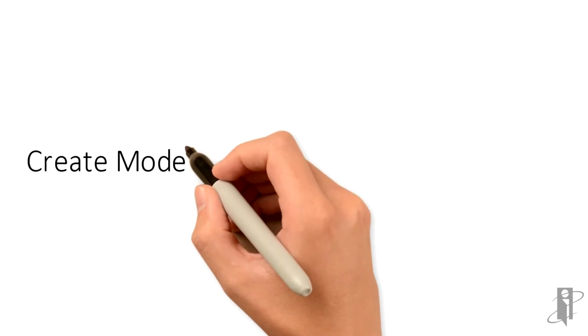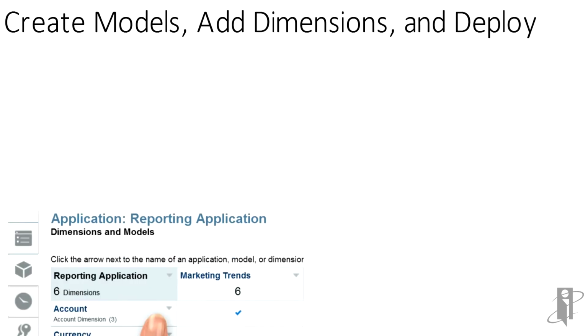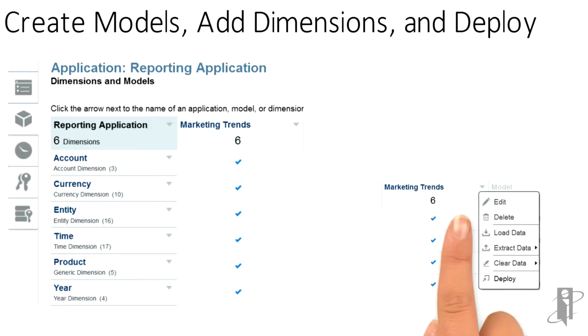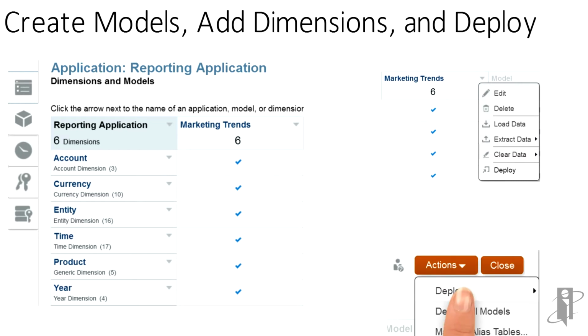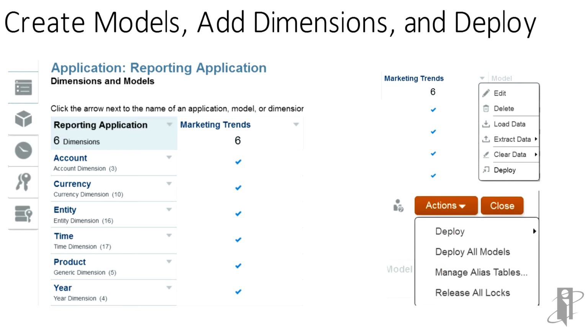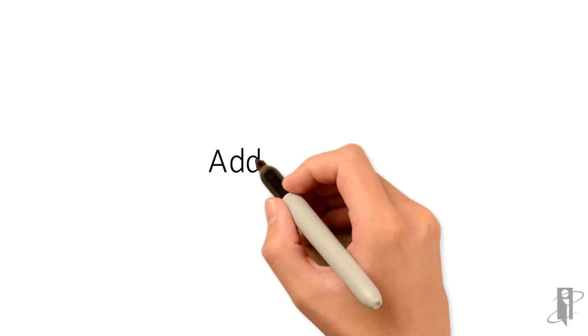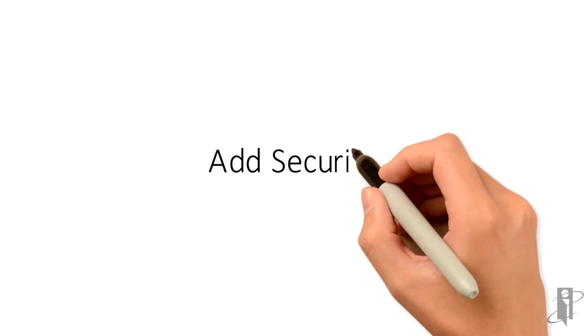As mentioned before, once you're done refining your dimensionality, you'll need to create models and then choose which dimensions go into each model. And you can have different dimensions go into different models. Once you're done with that, you will need to deploy your models. And now that you have your application and your model set up, you can add security.